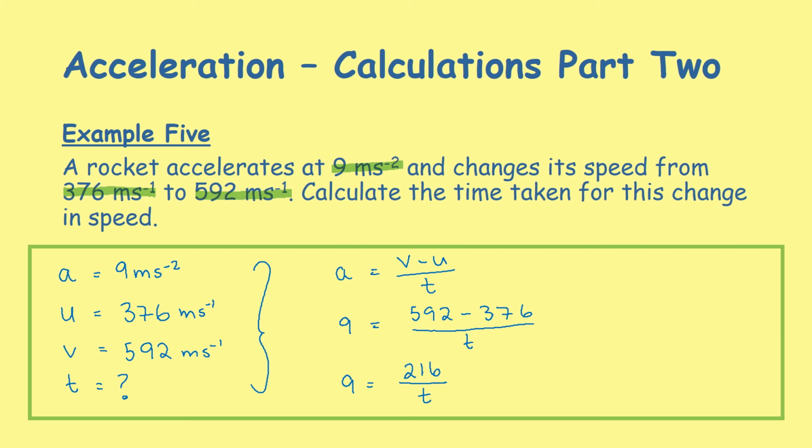Now we can either use our equation triangle or take a couple of lines to take the time to the top of the equation. So first of all, we want to multiply the time up to the other side. So 9 times time equals 216, and then we want to take the 9 to the other side by dividing. So time equals 216 divided by 9. 216 divided by 9 is equal to 24, so that's our final answer. Time equals 24 seconds.